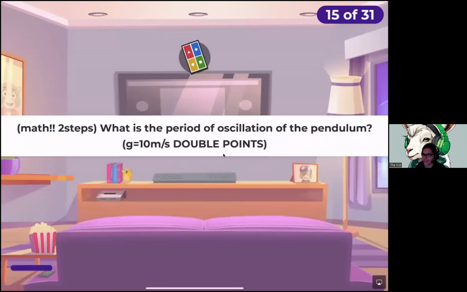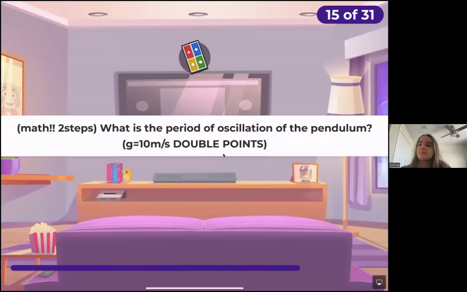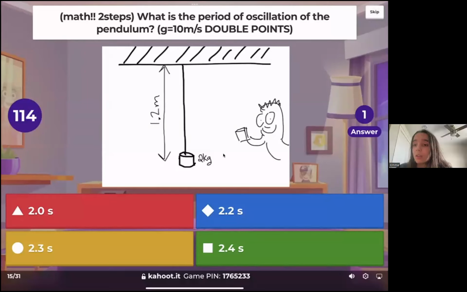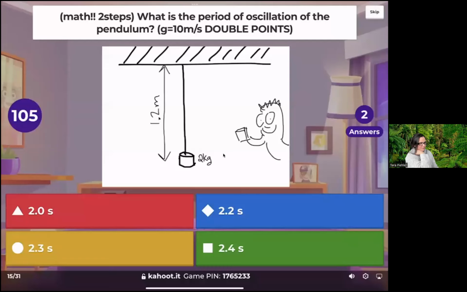Double points. Okay. Period of oscillation. We calculated 1 meter length in class. The gravitation, okay, 9.8 and 1.2. The mass doesn't matter, does it? No, it's not in the equation. I didn't get an answer that's close to it.